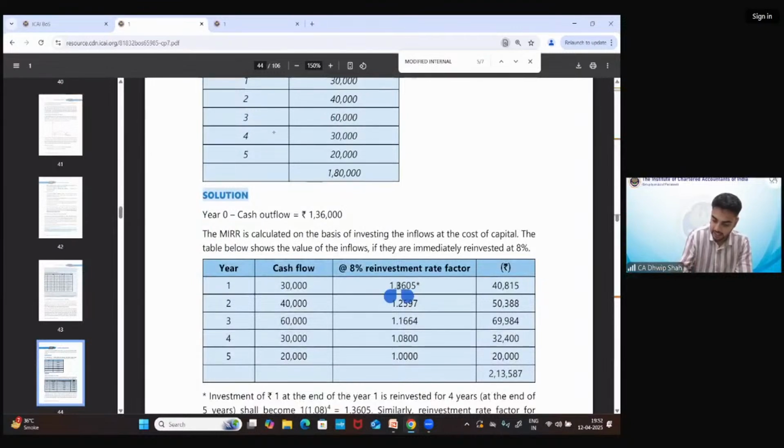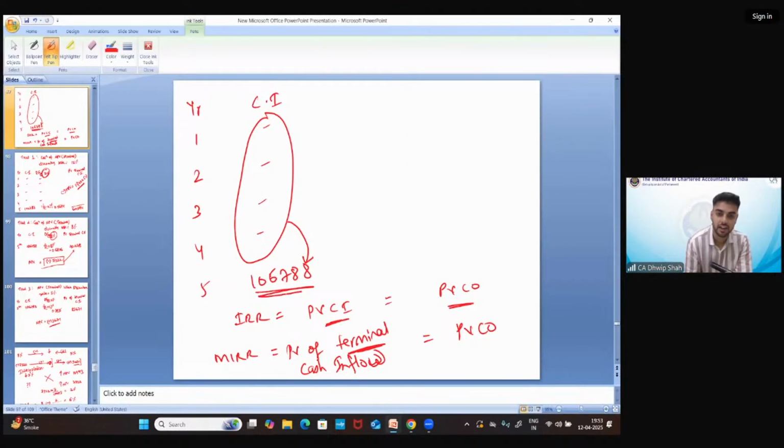So देखो, 30,000 is getting reinvested at 8%. It will become 40,815 at the end of 5th year. 40,000 will become 50,388 at the end of the terminal year. 60,000 will become 69,984. 30,000 will become 32,400, and the 5th year's 20,000 will be 20,000 only. Are you getting this? So this is my value of cash inflow at the terminal year. In our example it was 106,788, but in this module's problem it is 213,587. Following?